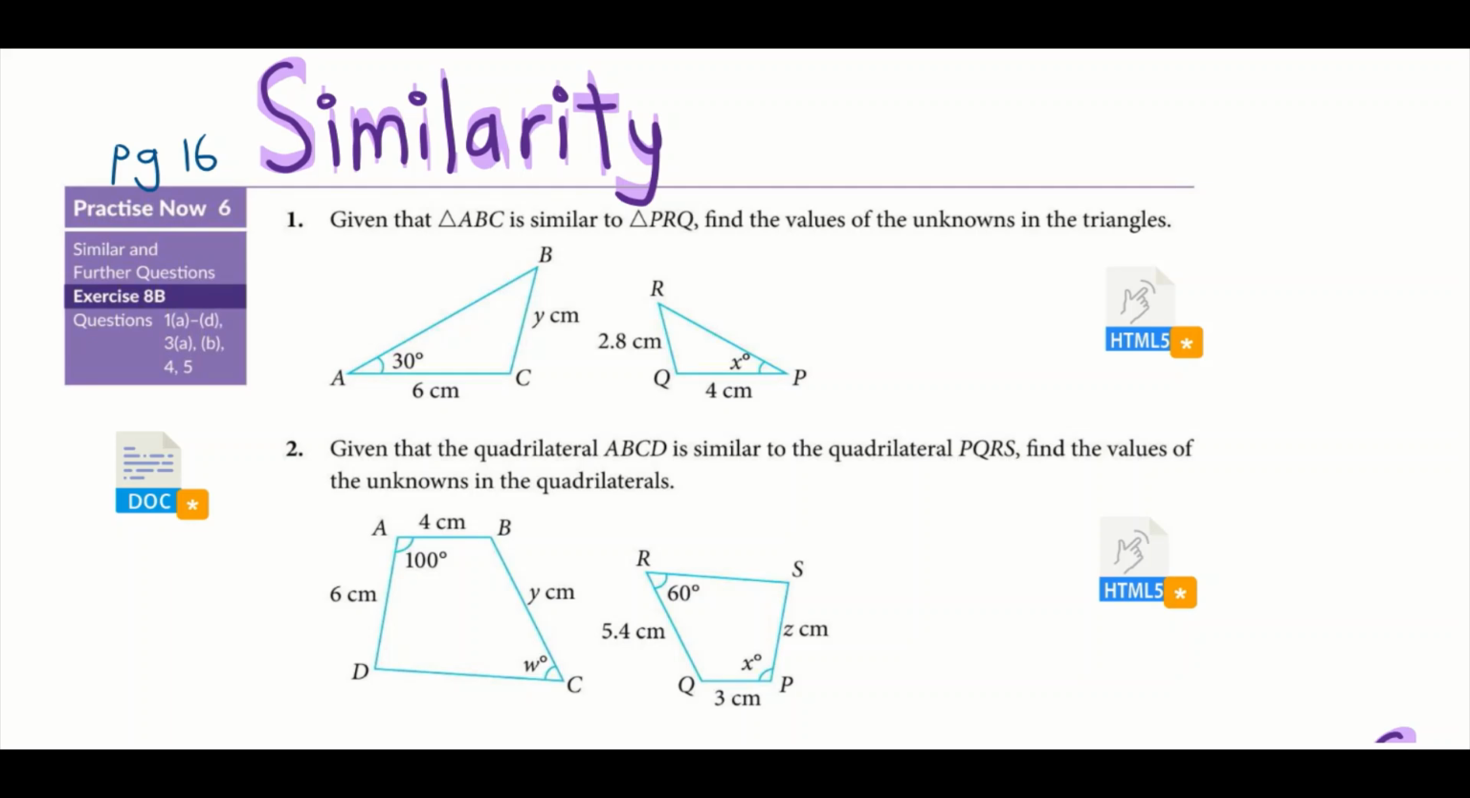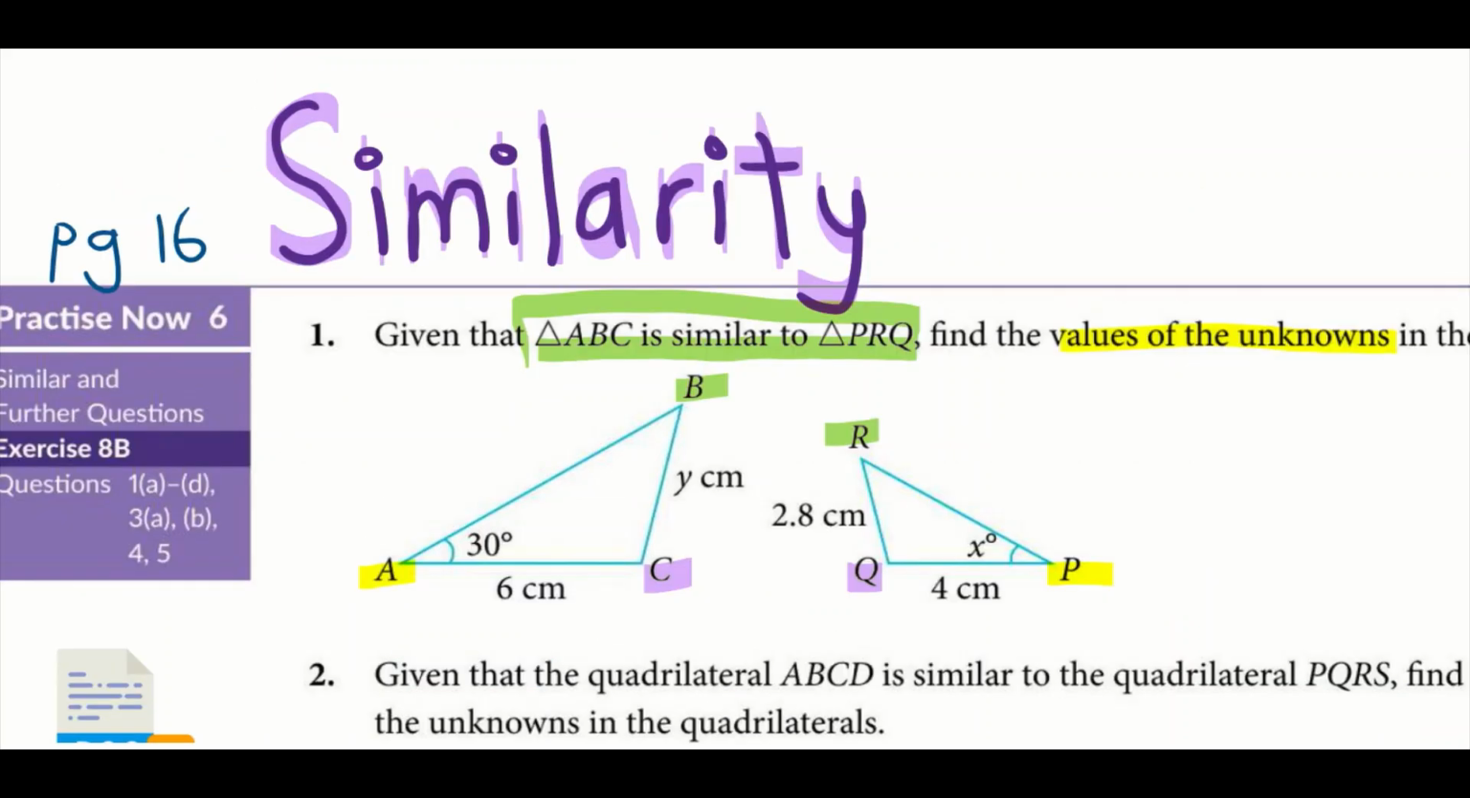Let's look at some typical exam questions. Let's look at question number 1. It's given that triangle ABC is similar to triangle PRQ, and I want to find the values of my unknowns. When I'm given the first statement of similarity, what I'm going to do is highlight the corresponding points. Here is my good habit of highlighting the corresponding points. For example, A corresponds to P, B corresponds to R, and C corresponds to Q.